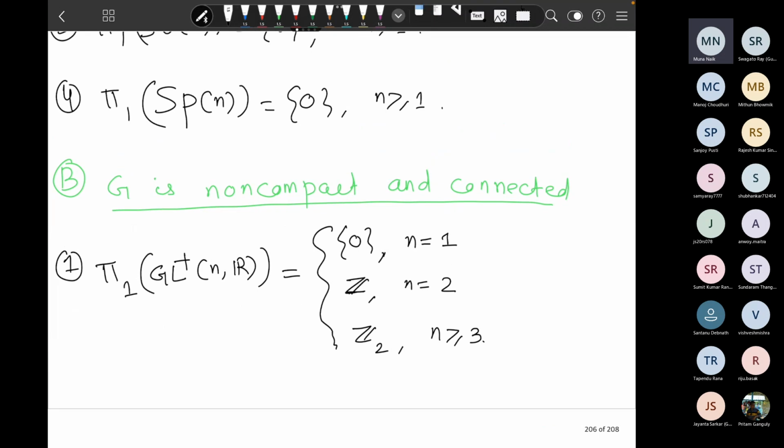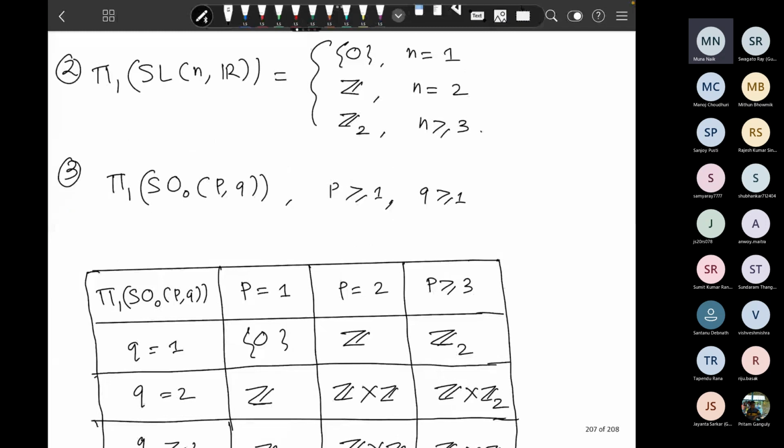The fundamental group π1 of GL plus n R is equal to 0 for n equal to 1, Z for n equal to 2, and Z2 for n greater than or equal to 3. Similarly, π1 of SLnR is equal to 0 for n equal to 1, Z for n equal to 2, and Z2 for n greater than or equal to 3. So in particular, SLnR is not simply connected for n greater than or equal to 2.